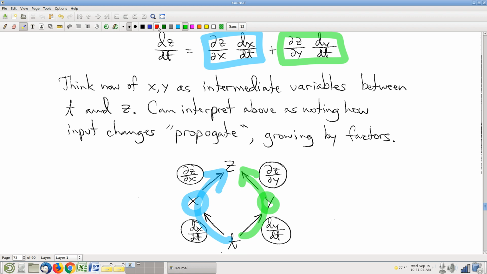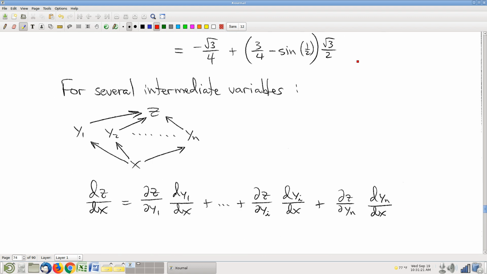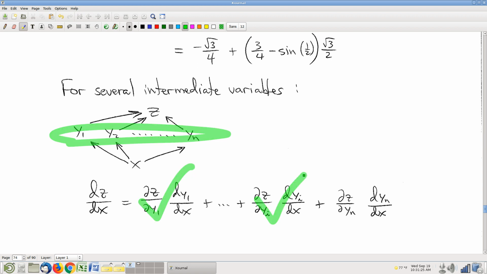If there's a w here, well, that's just going to give rise to another path and then another term. You get one term per path through which changes can propagate. Namely, you get one term per intermediate variable. So I hope it's no surprise that with all of these different intermediate variables, you get one term for each. Plausible?